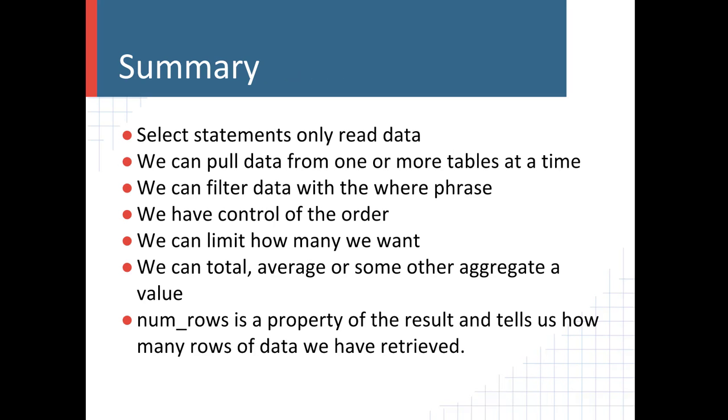So in summary, select statements only read data. We can pull data from one or more tables at a time. We can filter data with the where phrase. And in fact, when we join tables together, we will need to. We have control over the order. We can do it by ascending or descending on any column that we wish. We can limit how many items that we want. We can total, average, or some other aggregate of value. And numRows is a property of the result and tells us how many rows of data we have retrieved from the database.